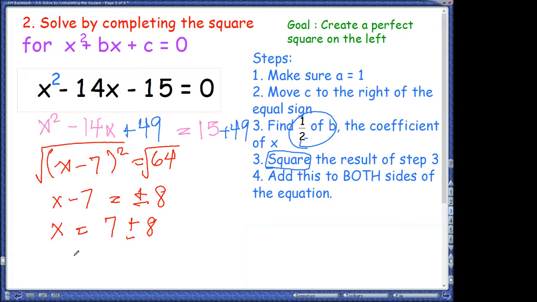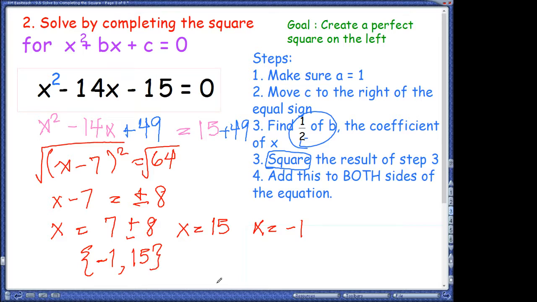And when you do the math, it turns out that x is either equal to 15 or x is equal to negative 1. And you must write this answer in a solution set. So it becomes negative 1, comma 15.